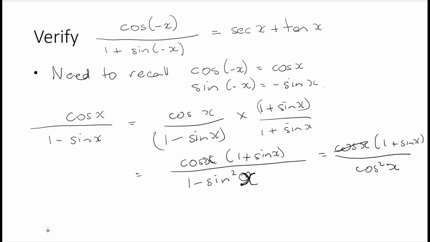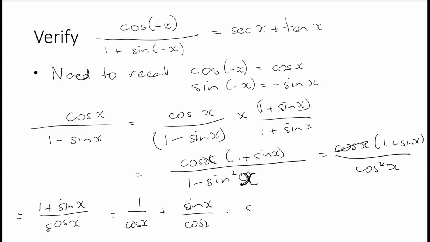Okay, and we can cancel out one of the cosines with one of the cosines, and we are left with 1 plus sine x over cos x. Now that doesn't look like the answer, but what if we do this? We divide each of the terms by cos, so say 1 over cos x plus sine x over cos x, and 1 over cos is sec, and sine over cos is tan. Done.